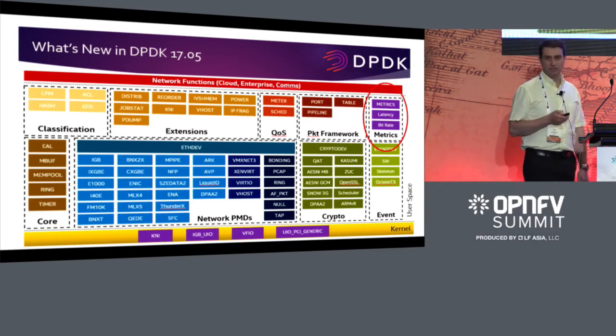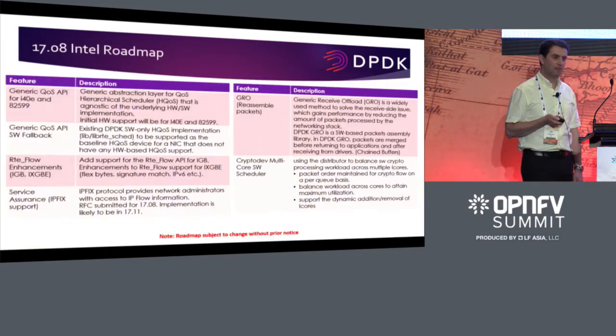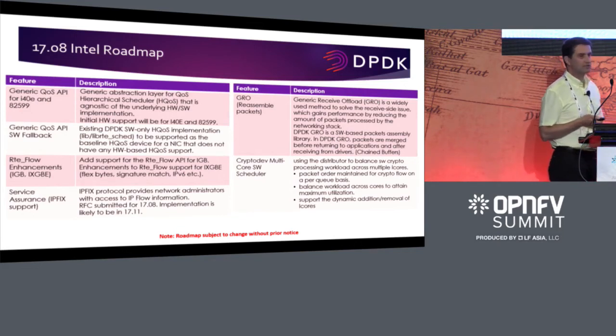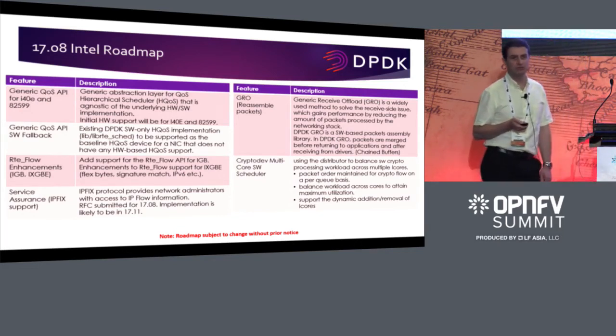So that's 17.05 and what was new in 17.05. Looking forward then to 17.08, which is due sometime in August. This first slide is just the main items on the Intel roadmap, the things that we're contributing. One of the big focus areas over the last number of releases has been trying to make the DPDK APIs more generic.